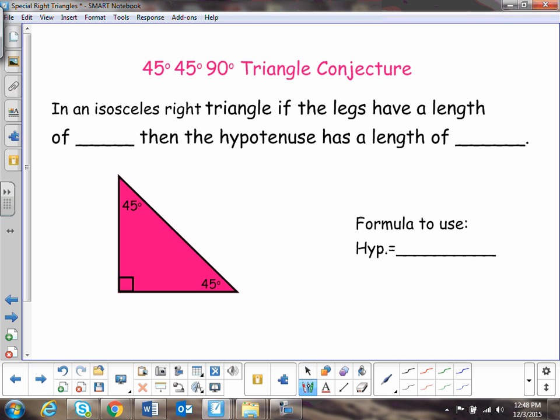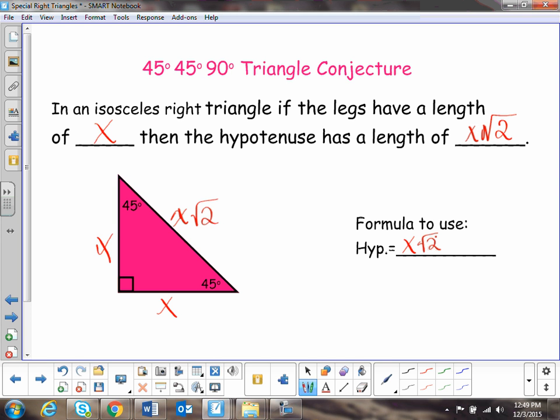Let's go to the conjecture first. The conjecture is, in an isosceles right triangle, if the legs have the length of x, let's use x again, then the hypotenuse has a length of x radical 2. Okay, formula to use if you're trying to find the hypotenuse and you're given the leg, all you do is you take the leg and you multiply it by radical 2.